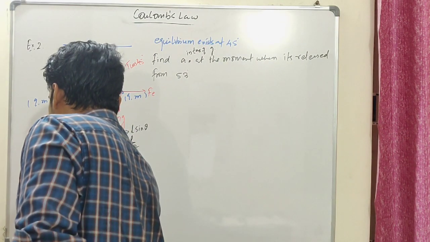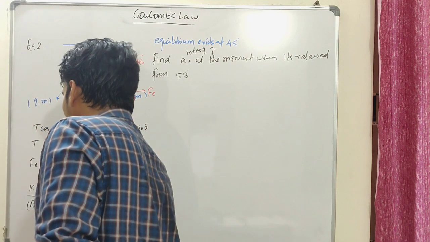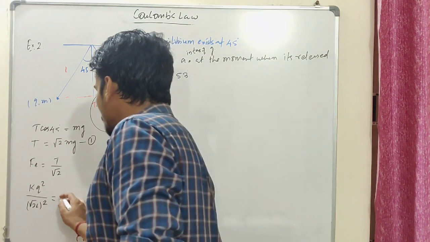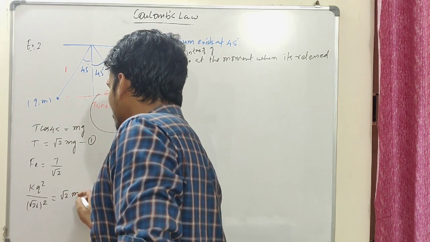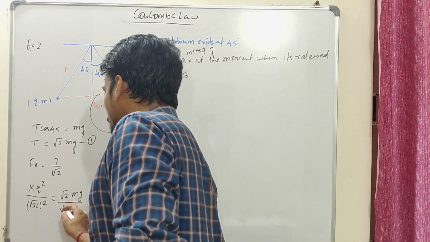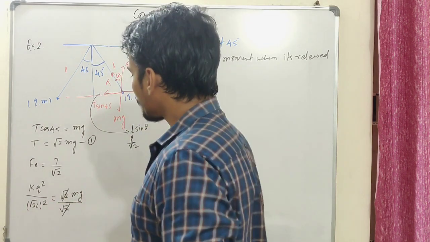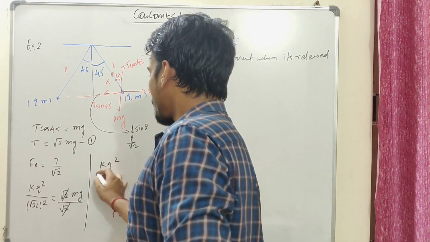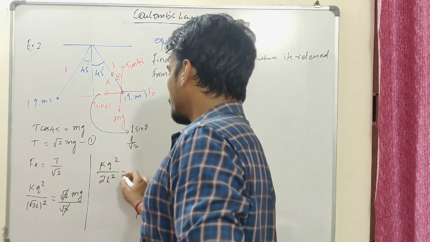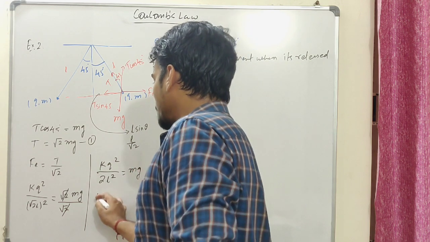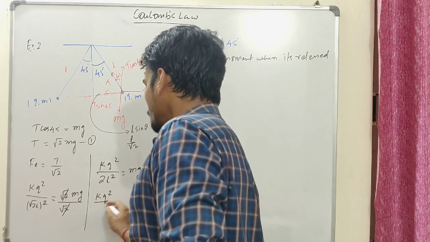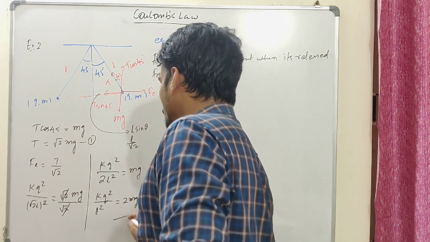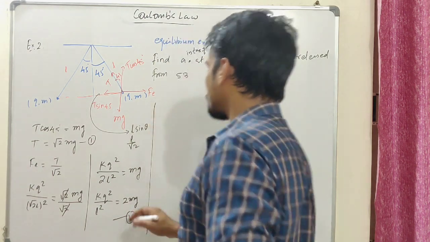Well, that should be root 2 times L whole square should be equals to, what is the value of T? T is nothing but root 2 times mg, root 2 times mg over root 2. This will have cancellations over here. So what I'm going to get over here is kq square over twice of L square equals mg. It means kq square over L square should be 2 times mg. This is what I've got from the given information.